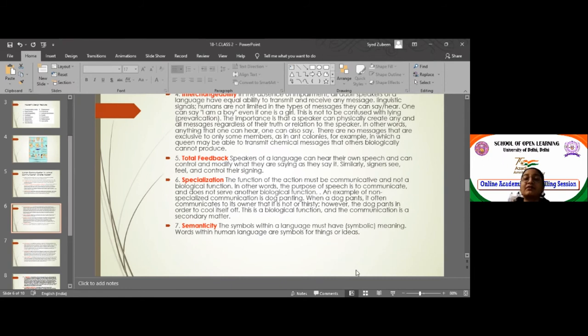All right, then the idea of semanticity. The symbols within a language must have symbolic meaning. Words within human language are symbols for things or ideas, right? For example, when we are studying A, B, C, D, E, we know how A is written, how B is written, how C is written, right? And that is how we grow up to learn the language. That is how we grow up to form words and use them as a form of communication.